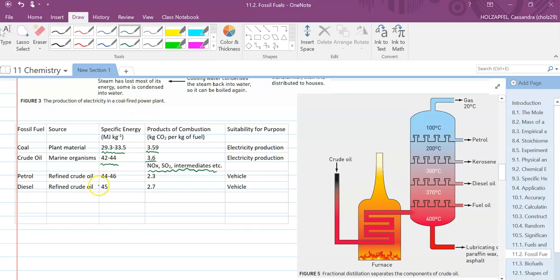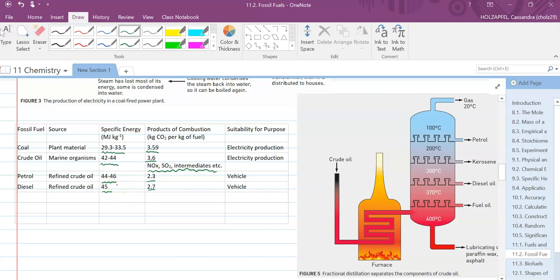So with this refined crude oil, the refined crude oil still has similar amounts of energy being produced. But if we have a look at the levels of carbon dioxide being produced per kilogram of fuel, for petrol this is only 2.3, and for diesel this is 2.7. So it's almost worth us refining these compounds so that we're not producing huge amounts of carbon dioxide in the long run. And they still have quite high amounts of energy available to them.